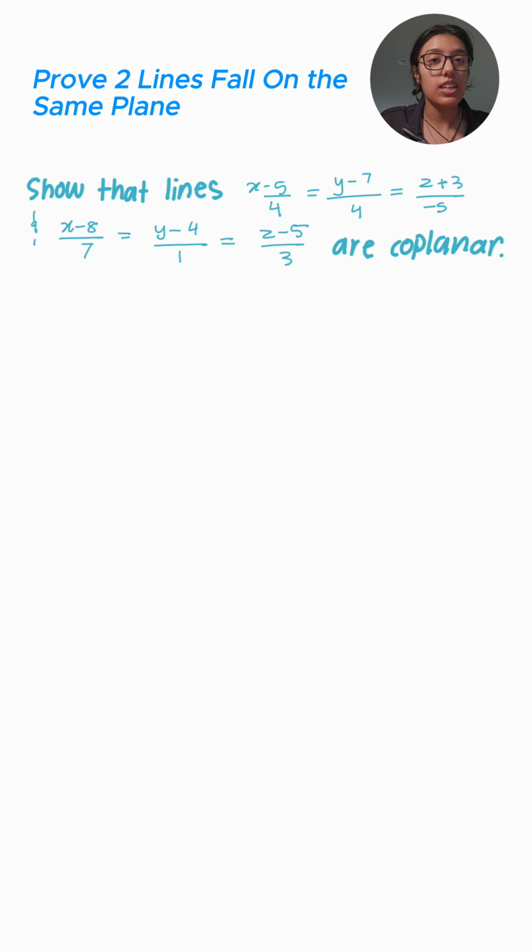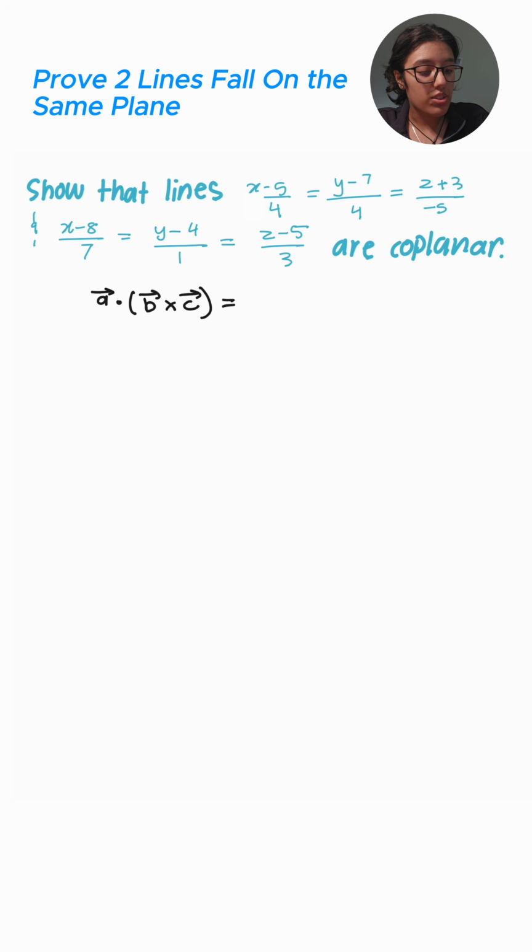Well, we're going to see if it satisfies the scalar triple product. Essentially, the scalar triple product is where you have a vector and you do the dot product of that vector with the cross product of another vector. So this is what this means, and this has to be equal to 0. So the scalar triple product has to be equal to 0 for two lines to be coplanar.